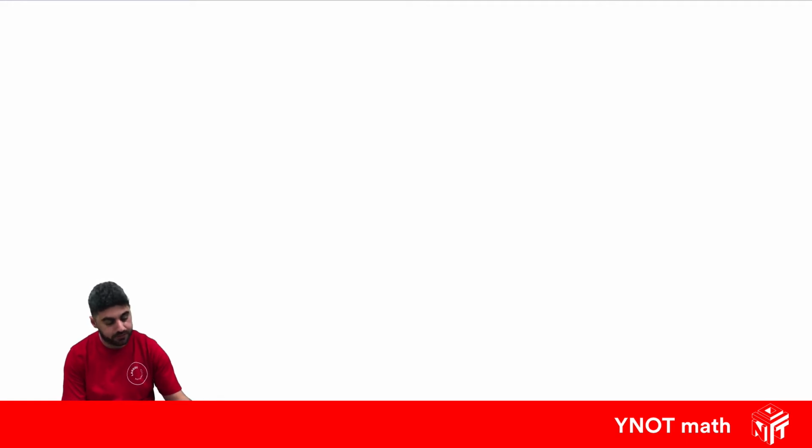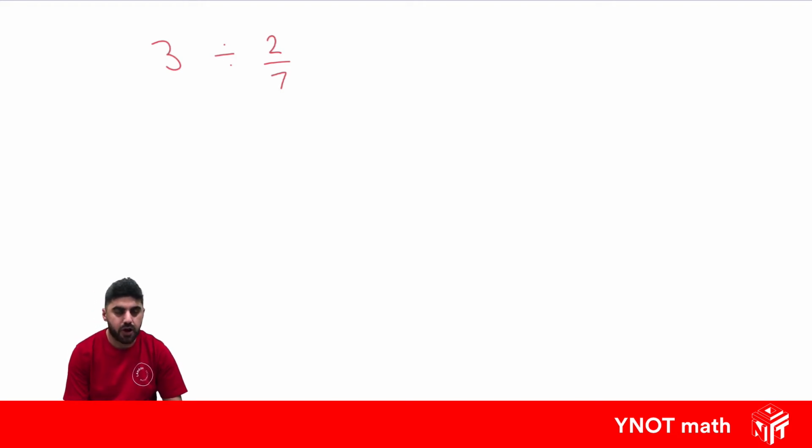Let's look at another one. 3 divided by 2/7. Well, this is a bit strange because we have a whole number divided by a fraction. What do we do here? Well, if you ever have a whole number, a really good trick is to just put it over 1. Because putting it over 1 is just like dividing it by 1, which doesn't change its value.